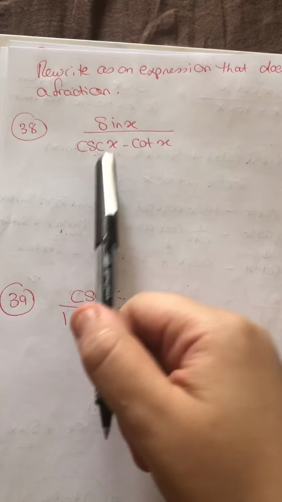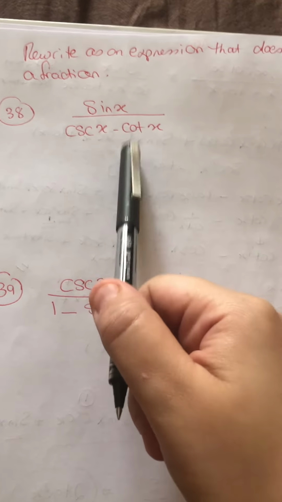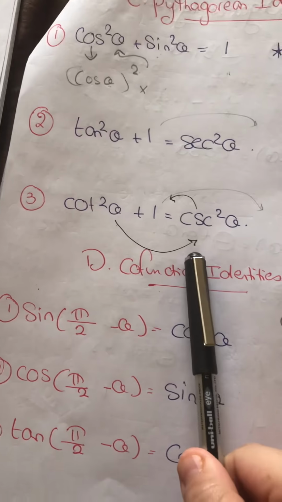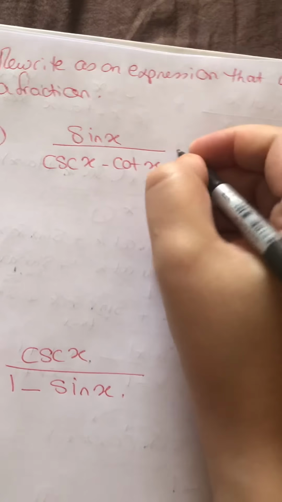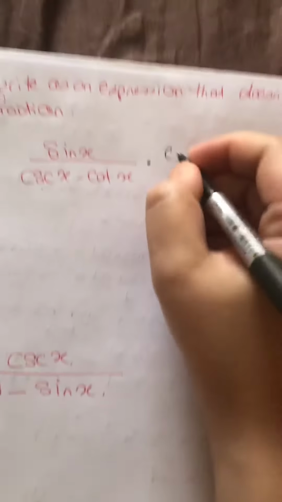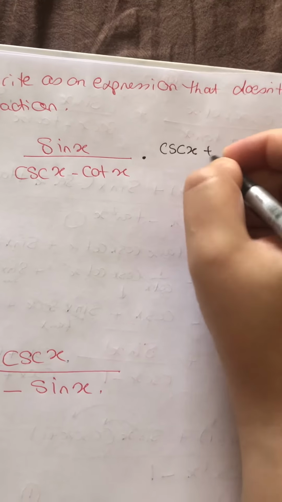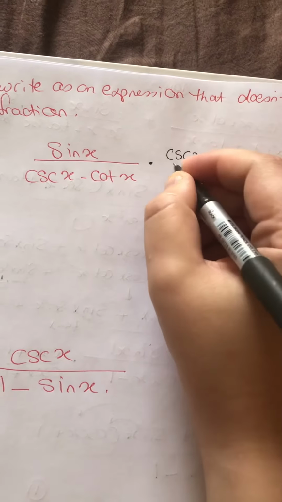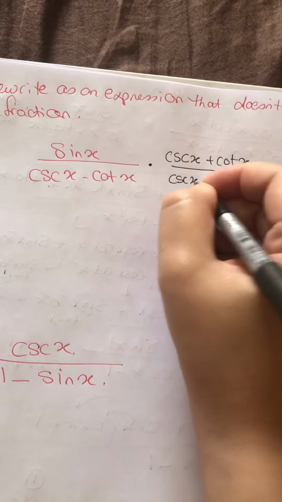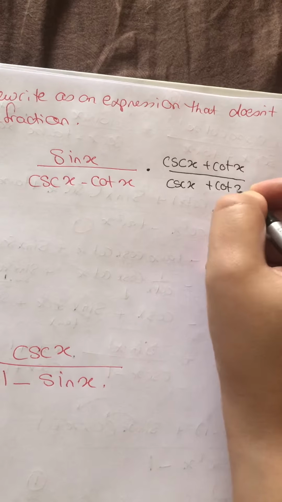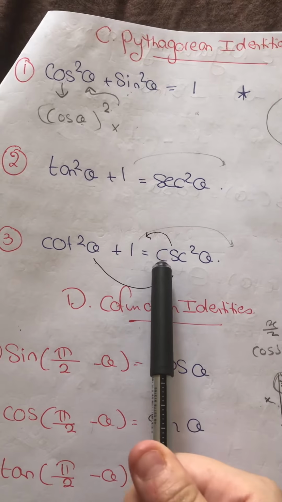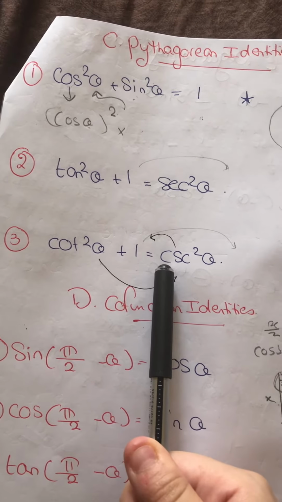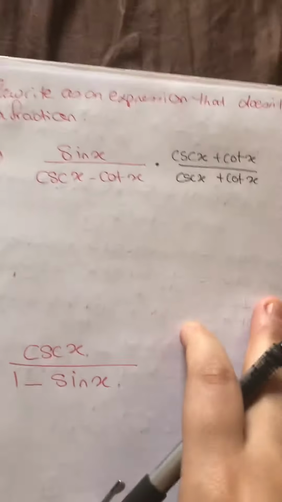So I multiply it by, somehow I can see the Pythagorean identity, this one. But first of all, I'm going to multiply by the conjugate of this. So I have cosec x plus cotan x. Why am I doing that? Because this will help me reach the Pythagorean identity that I just showed you, this one, somehow, and then I will end up with no fraction. Your final answer should have no fraction.